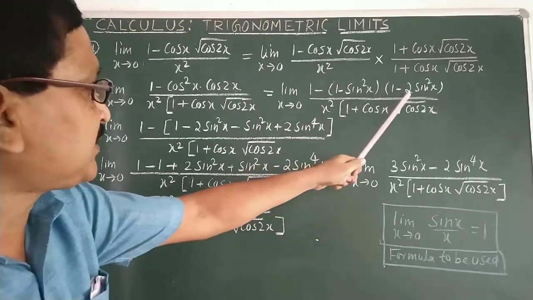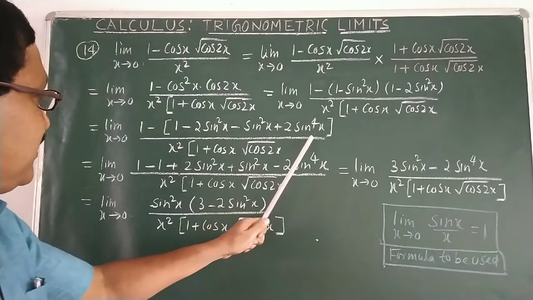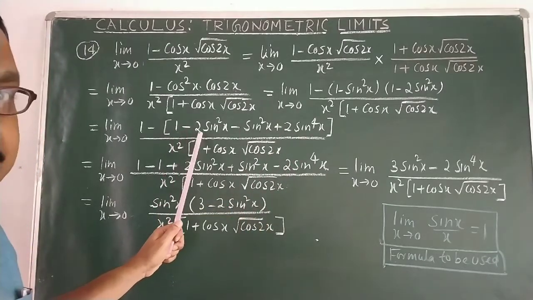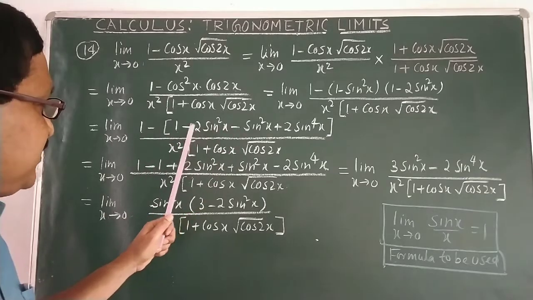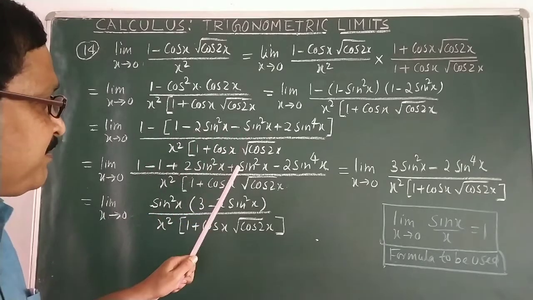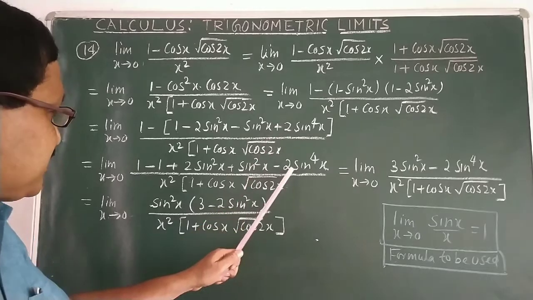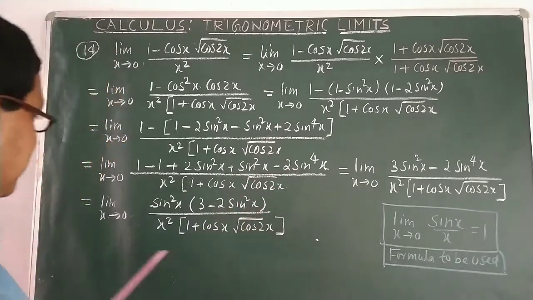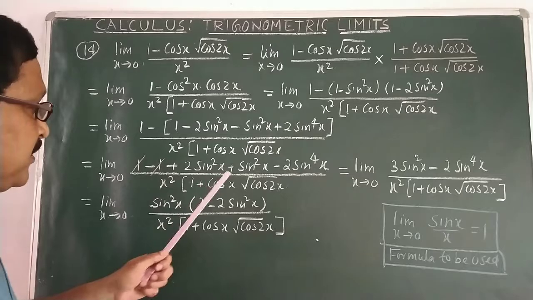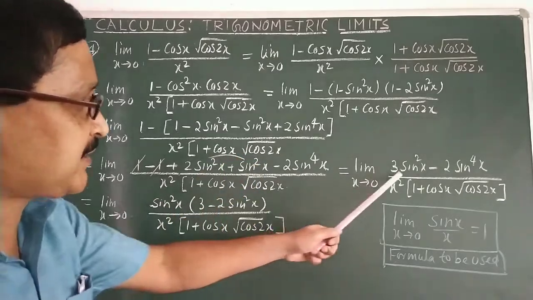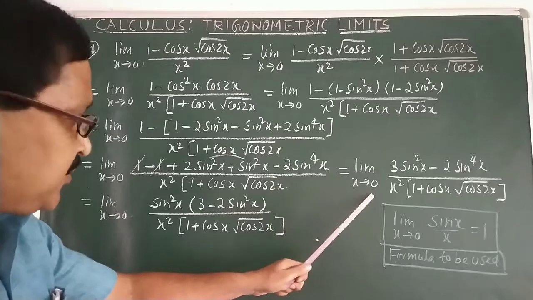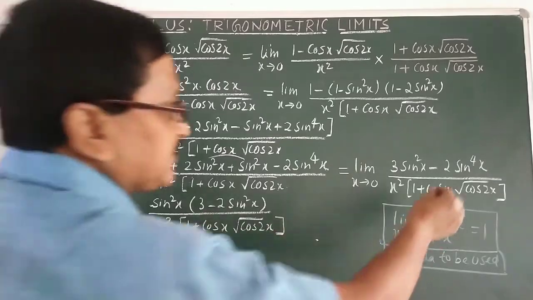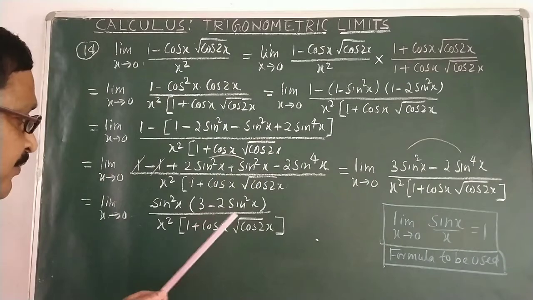Now multiplying this and this, we get this much. Now breaking the bracket, we get 1 minus 1, signs are changed, minus becomes plus, and plus becomes minus. After that this 1 cancels, and this gives 3 sine square x minus 2 sine 4x, as usual limit x tends to 0. After that sine square x is common, so we get this.